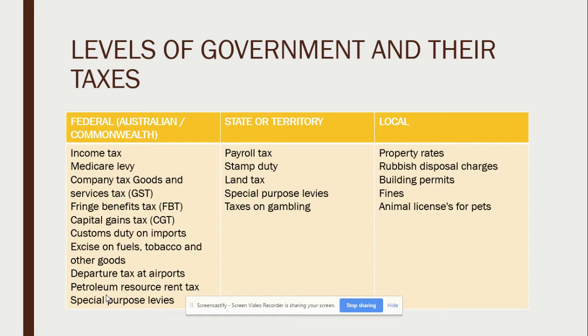Your actual state or territory does your payroll tax, your stamp duty, your land tax, special purpose levies, and taxes on gambling. So all of these will be the same no matter where you are in Australia. These will be different depending on where you are in the state. And then local would be the Fraser Coast, for instance. So your property rates, your rubbish disposal charges, your building permits, fines, and animal licenses for pets.